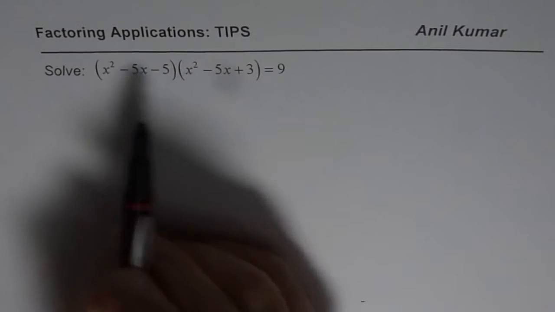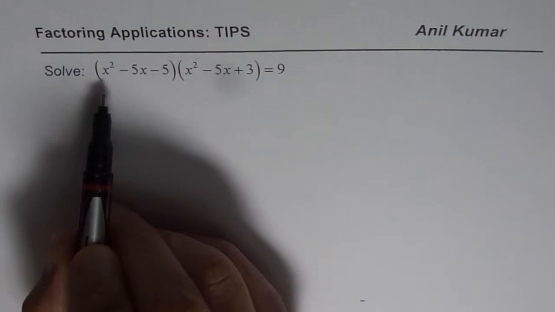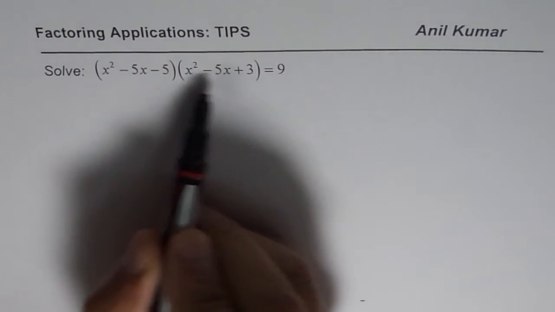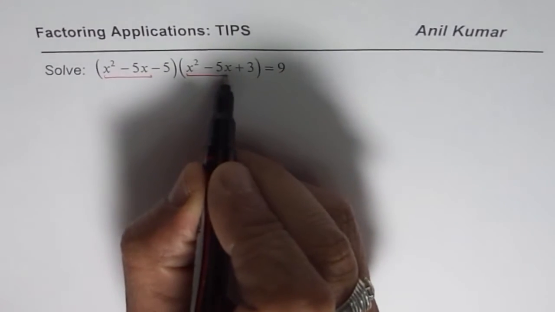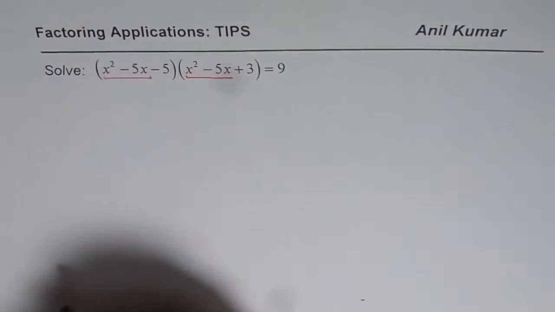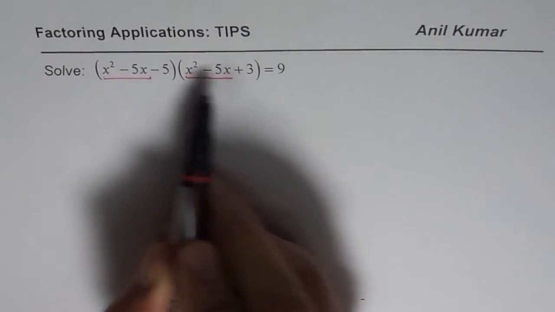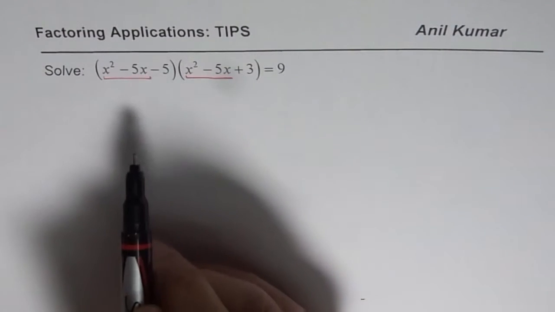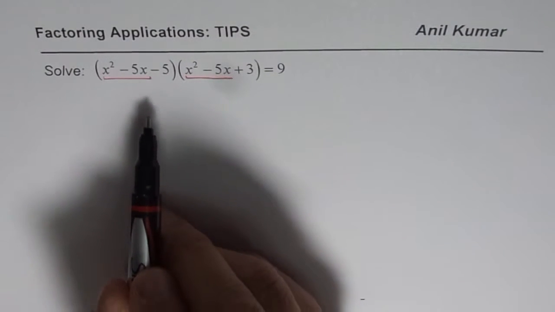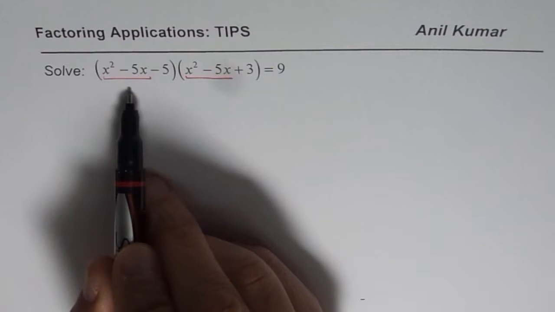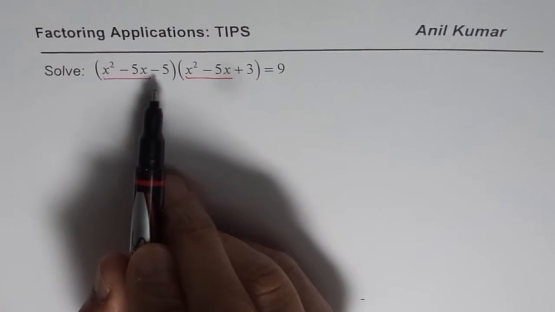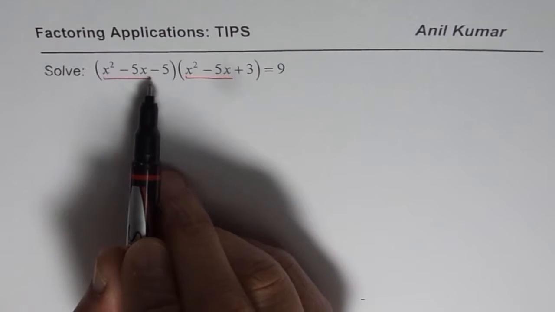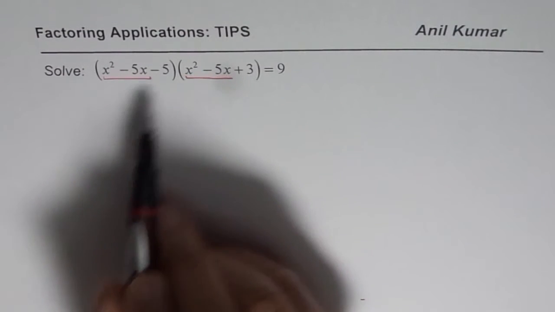Now, when you have such an equation, we see that x squared minus 5x is common in these factors. And then we have the terms minus 5 and plus 3. The idea is that if I could write this as a product of sum and difference, then I may get a difference of squares, and that may help me to solve the question.